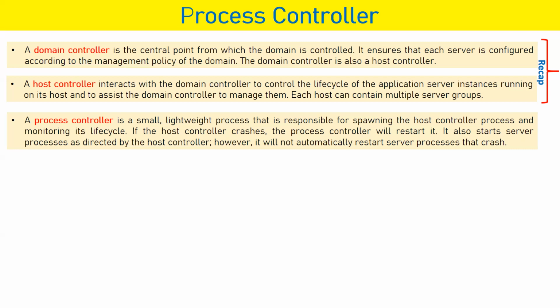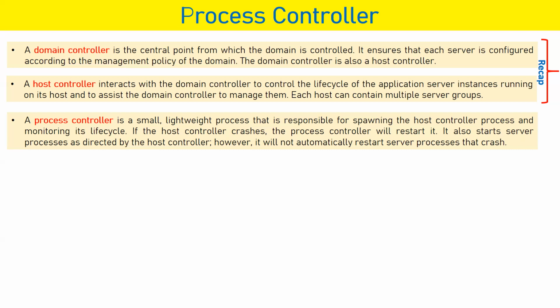The process controller is another process. I say it's another process because it runs in its own JVM, since these are all Java-based processes. The domain controller, host controller and process controller are all logical terms, but they execute on the Java virtual machine. So whenever you initiate the domain controller, a separate JVM is started. Similarly, whenever you initiate the host controller or the process controller, a separate JVM process is started. That means you will have a separate process for all three components.